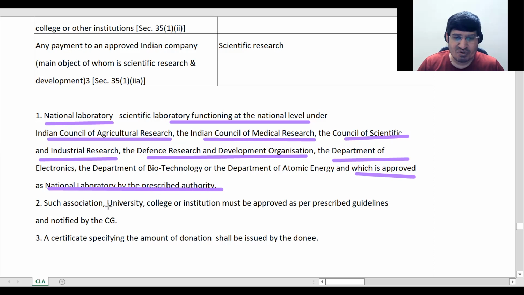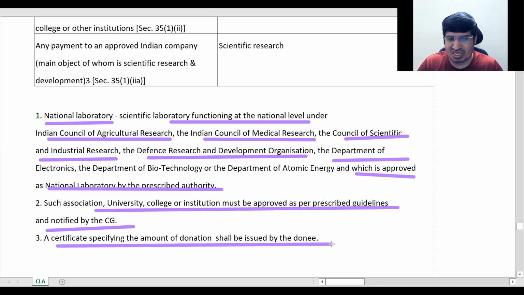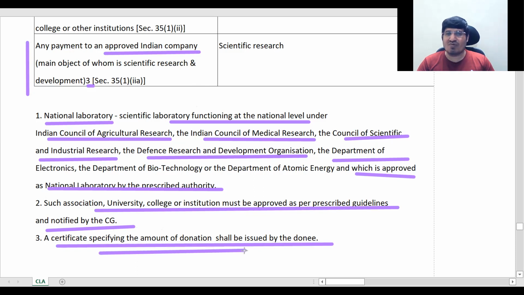Second is for that university and all, association, university, college, institution must be approved as per prescribed guidelines and notified by CG. ठीक है? A certificate specifying the amount of donation shall be issued by donee. ठीक, ये सिर्फ ये जहाँ पे 3 लिखा हूं ना मैंने यहाँ पे. Just remember this, okay? This is only for this one. If it is an approved Indian company, ठीक है, so then you need a certificate specifying the amount of donation. Whoever they have given donation to, they should give a certificate.